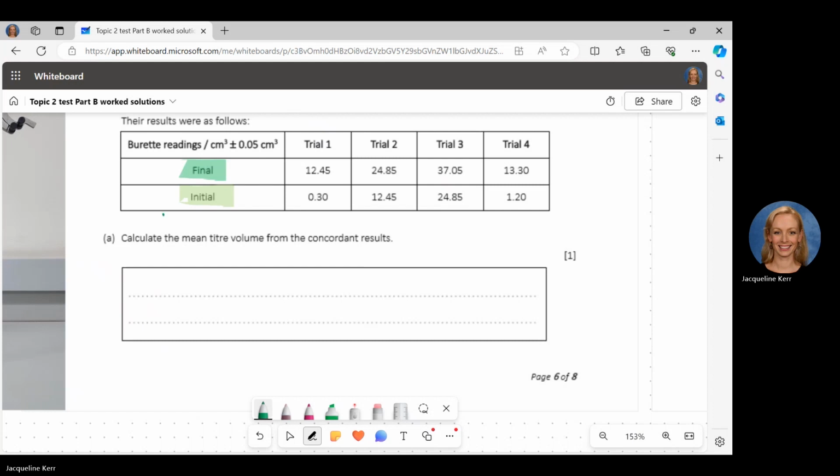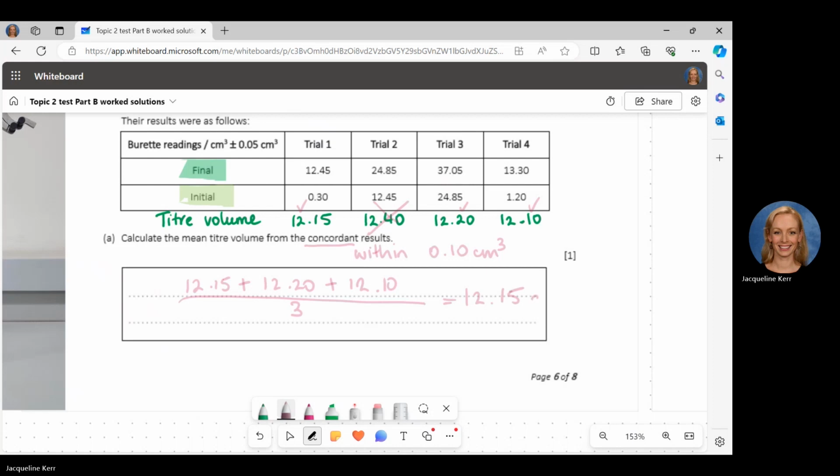All right, so let's just pop those underneath the table so we can see what we're working with. So these are the volumes that we've measured, because our first question asks us for the mean, which is the average. Now, there's a hint here. It tells you to use concordant results, which an exam question might just assume that you'll do anyway. You're expected to only use concordant values for a titration, which means the values that were within 0.1 of a centimetre cubed or 0.1 of a millilitre. So we would only include the concordant values when finding our average. So there are 3 of them, so divide them by 3, and we get 12.15 as our mean titre volume. And that's what we're going to use in our next question.